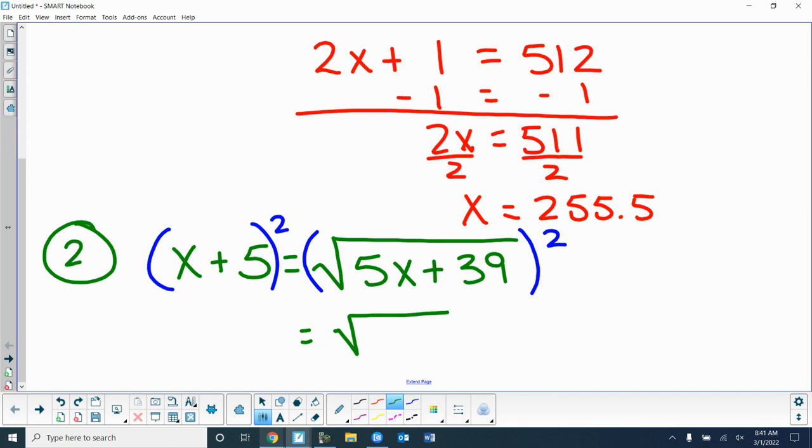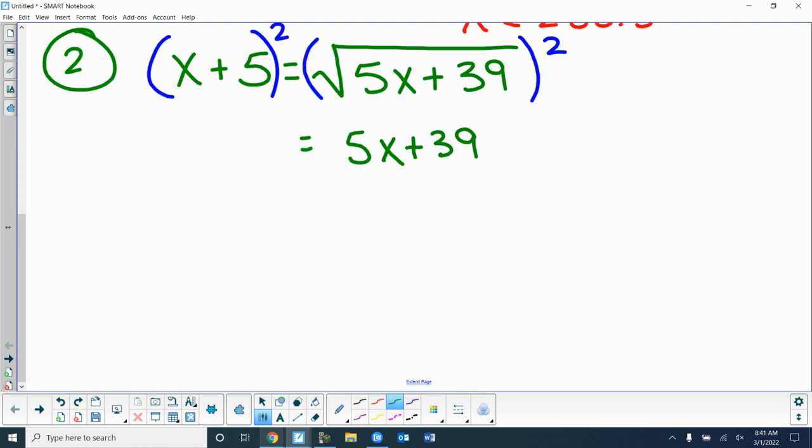Oops, that's not there anymore. My bad. The square root of something squared is itself. All right. And when I FOIL this, first is x squared, outside is 5x, inside is 5x, and last is 25. So that x squared showed up. So what kind of problem did it turn into? Quadratic equation, right? So we're going to have to set it equal to 0 to solve it.